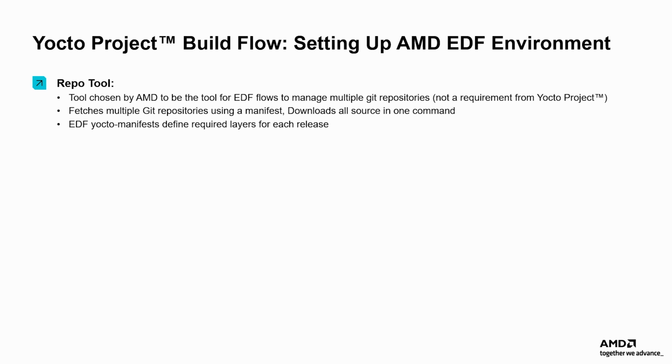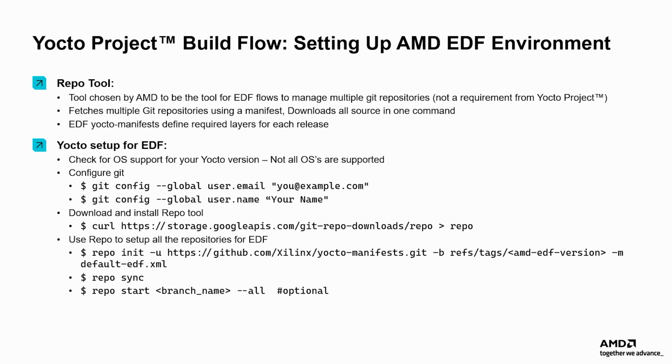After repo is added to the system path and Git is configured, it can fetch and organize all sources with a single command, avoiding per repository clones. The EDF Yocto manifests define and pin the required layers for each release, ensuring the correct projects and revisions are synced. Before starting, make sure you are using a supported operating system for Yocto project, and configure Git with your username and email. Then, initialize repo using the provided manifest link to set up all the required repositories.